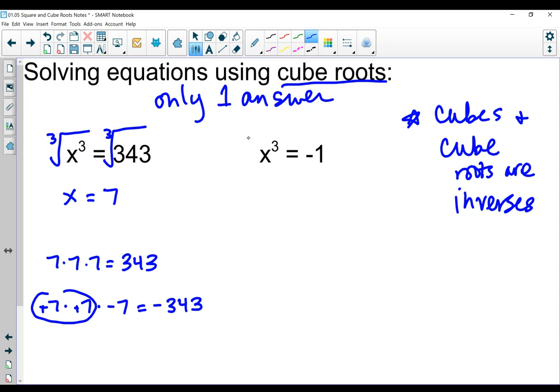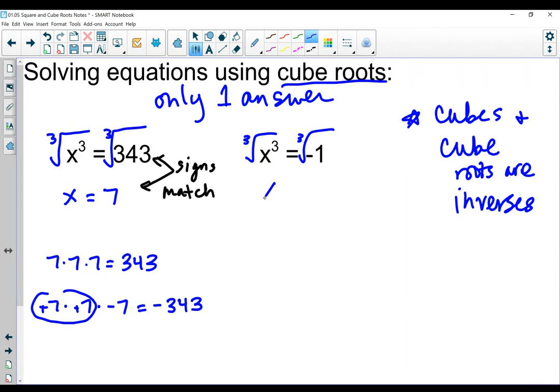So on the second one, if I cube root both sides, and I have to figure out what number times itself 3 times would equal a negative 1, I know I'm going to have a negative answer. So these signs are going to always match. Maybe we should make that note also. Signs match.